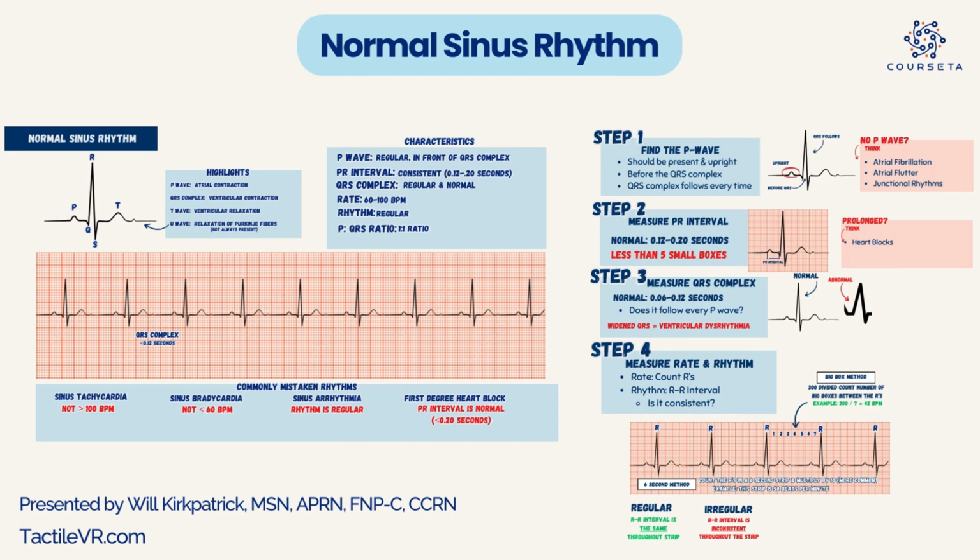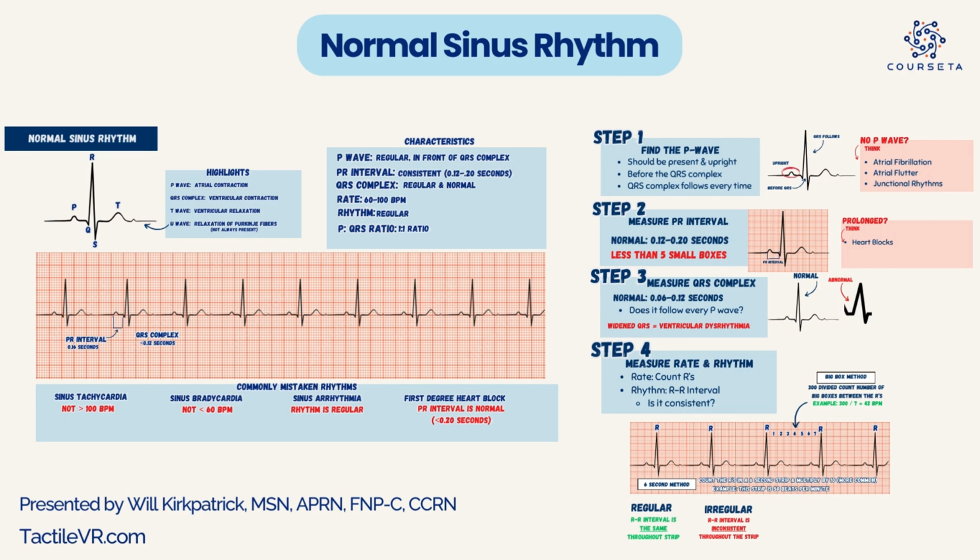So let's move on to step number 2. Let's measure the PR interval. So once again, the PR interval should measure between 3 to 5 small boxes. And as you guys see in this example, the PR interval is 0.16 seconds, which is 4 small boxes. So this one checks out once again. And then step number 3, let's measure the QRS complex. If we measure the QRS complex, you guys can see here that it's less than 0.12 seconds. So we don't have any worries about ventricular arrhythmias.